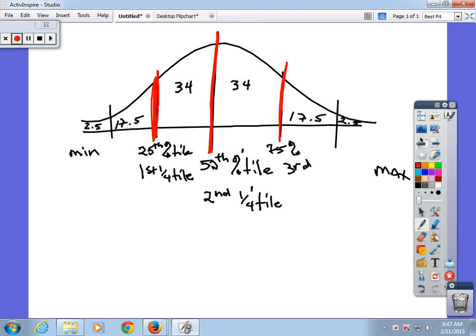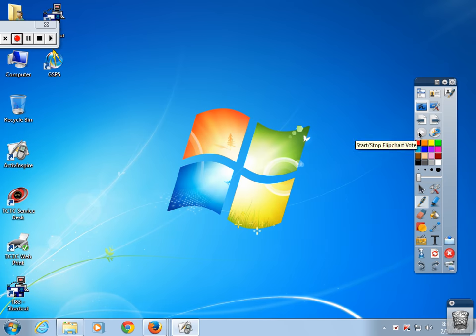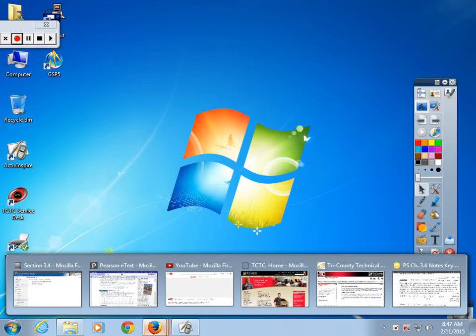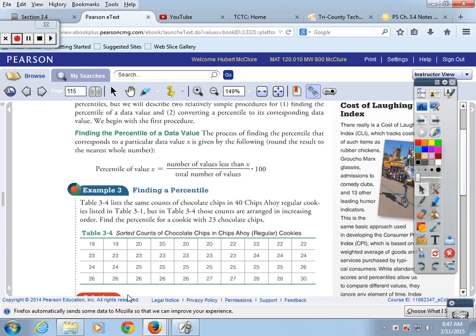Now, the formula for percentile of a value is right here. Finding percentile of a value. In other words, you're given a bunch of numbers. Blow it up a little bit, Dana, please. That's good right there. Bring it down a little bit, or minus it. There you go. All right.